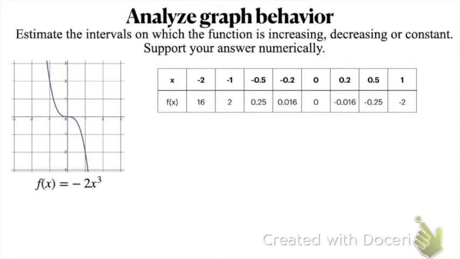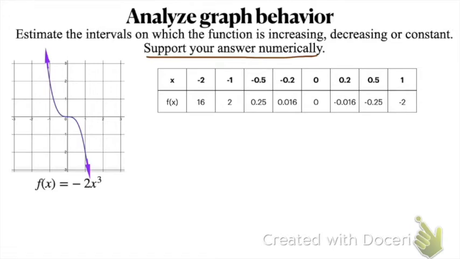So analyzing graph behavior, estimate the intervals on which the function is increasing, decreasing, or constant. And then it says the big piece right here, support your answer numerically. When it says to support your answer numerically, you'll need to show what's happening using a table. The key part with this one is it says support your answer numerically. So when you look at this graph, you might think that as we get to 0, we get a flat spot. So you might think there's a constant area in there where it's not changing.